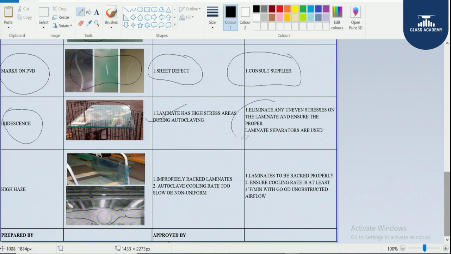The next defect that arises is high haze. You can see in the figure that there is high haze on the glass. This is because of improperly racked laminates, or an autoclave cooling rate that is too slow or non-uniform. We can overcome this issue by racking the laminates properly. Ensure the cooling rate is at least 4 degrees Fahrenheit per minute with good airflow.